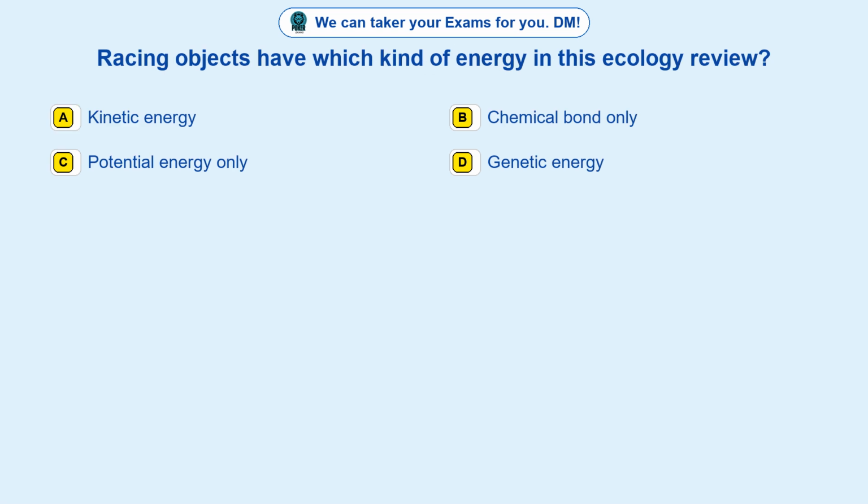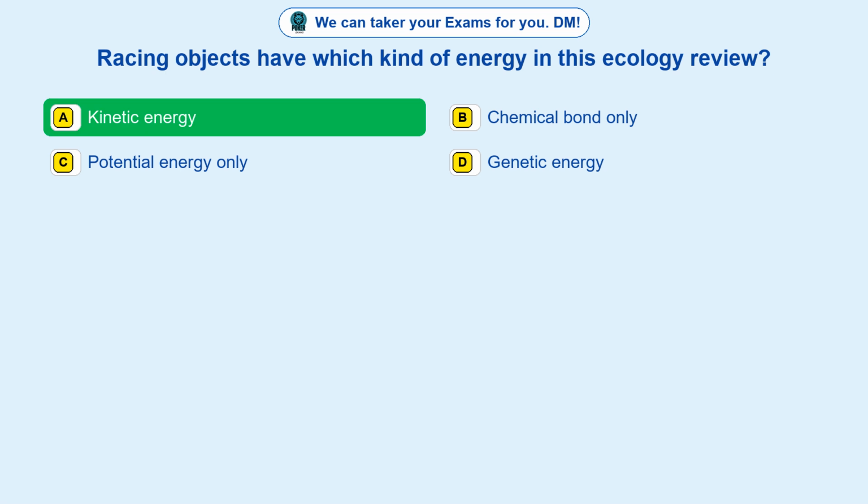Question 60. Racing objects have which kind of energy in this ecology review? Option A, kinetic energy. Option B, chemical bond only. Option C, potential energy only. Option D, genetic energy. The correct answer is option A, kinetic energy.